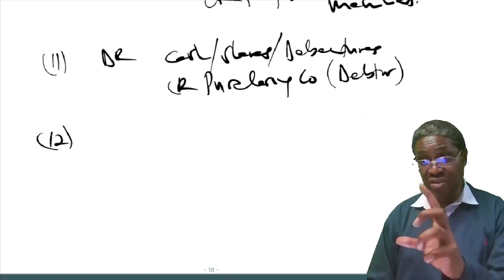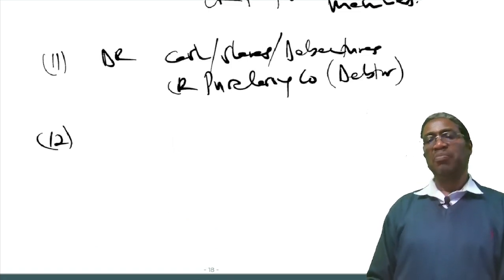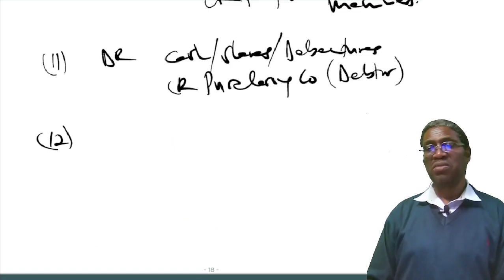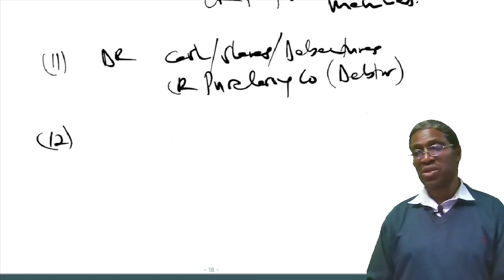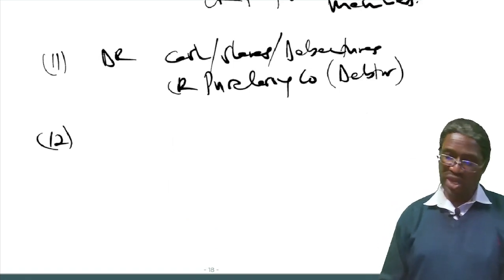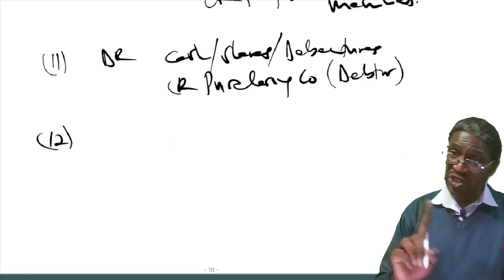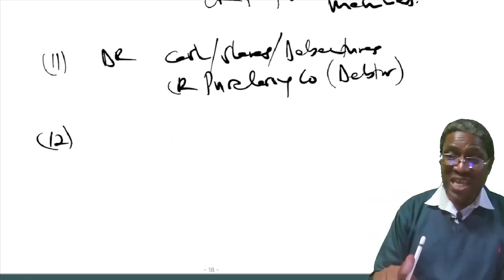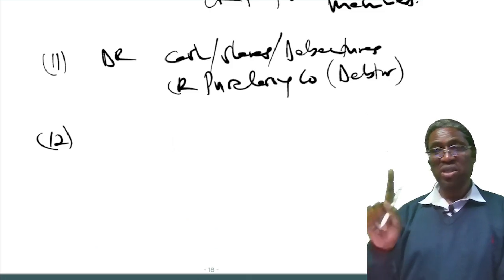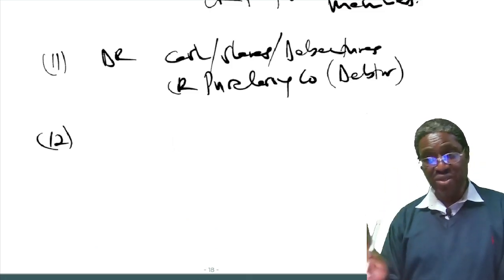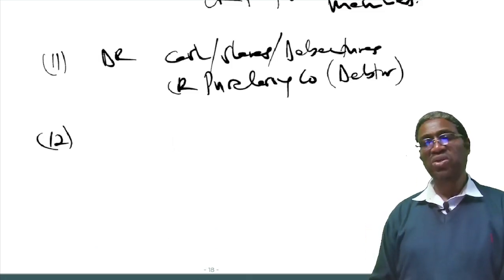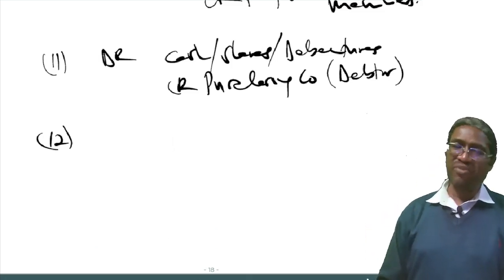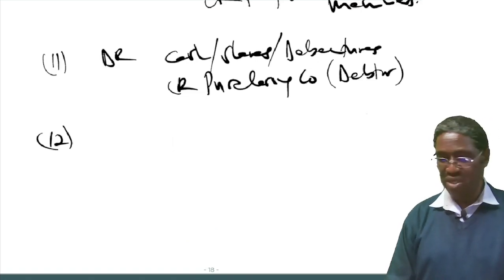So we have received. Number 12 says now, pay the preference shareholders what is due to them, either in form of cash, shares, or debentures.